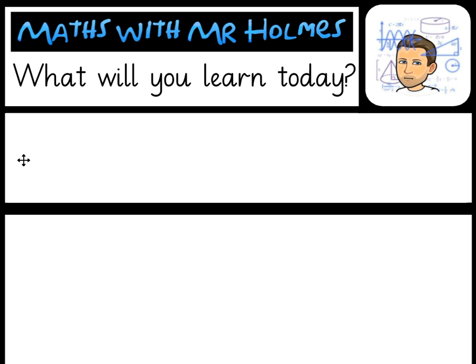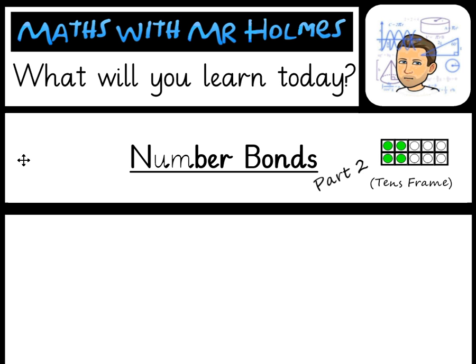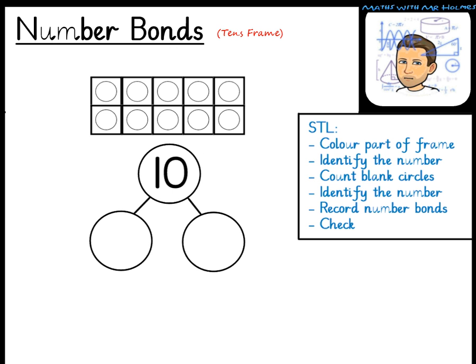It's Number Bonds Part 2, Tens Frame. We have our steps of learning written up clearly, so you can follow along step by step as we go. Today we're going to be focusing on number bonds to 10. That's two numbers that add together to make 10. We're going to use a tens frame and a whole part model.